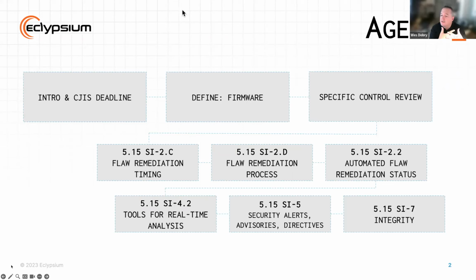And then, of course, also how your team can understand security alerts, advisories, directives. And then lastly, defining and understanding what integrity means in relation to CJIS and ultimately how that applies to your organization.